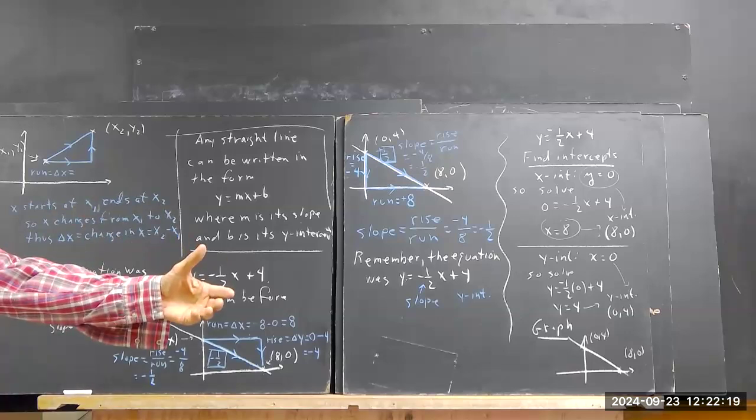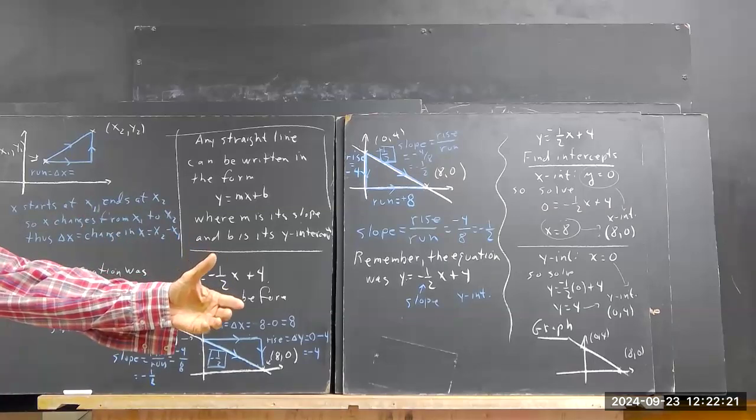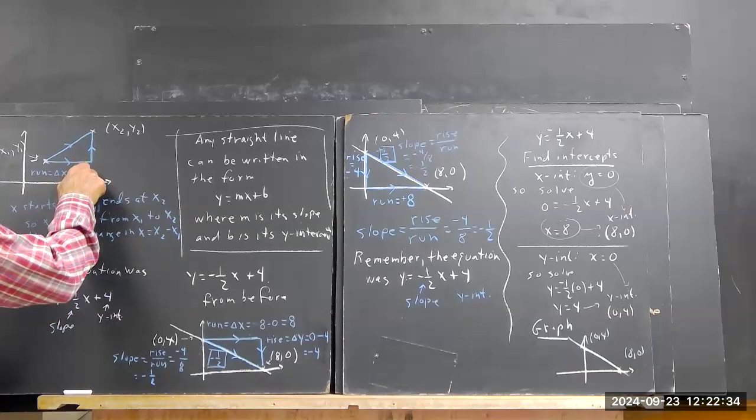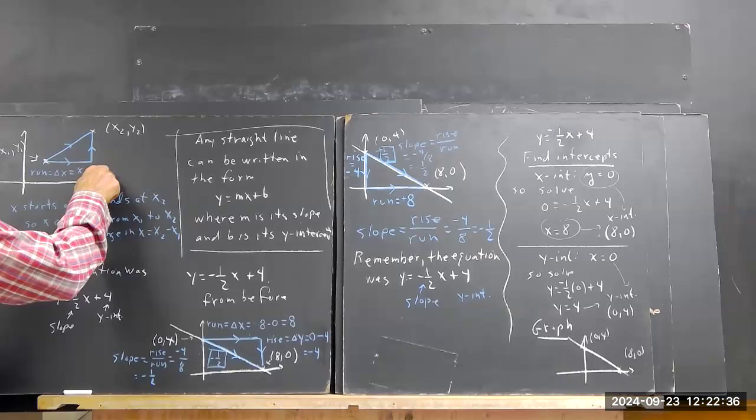Whatever you end up with, you subtract what you started with from there. Where you end up minus where you started. You really need to know that, okay? So delta x is x2 minus x1.